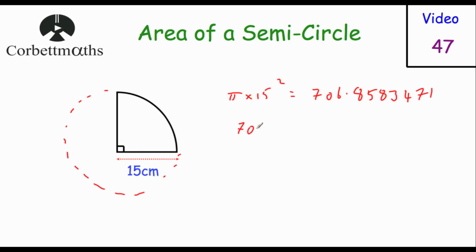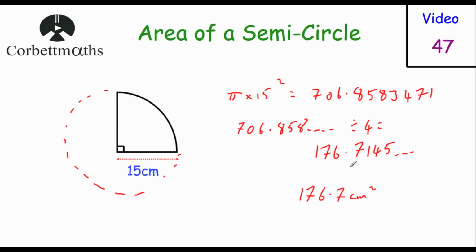So let's take our 706.858 and so on, and divide by 4. And that's equal to 176.7145 and so on, or to 1 decimal place, 176.7 centimeters squared. And that's it. So to find the area of a semicircle, get the area of the whole circle and divide by 2. To find the area of a quarter circle, get the area of the whole circle and divide by 4. If it's a third of a circle, divide by 3. A sixth of a circle, divide by 6, and so on.